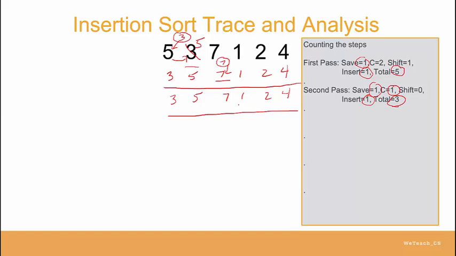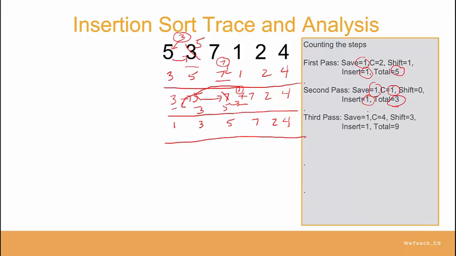Now let's find the best place for the 1. Well, we save a copy of the 1. The 7 shifts over, so that's now a 7. That's a better place, so the 5 shifts over. That's a better place, so the 3 shifts over. And now that's stepping out of bounds, so the 1 is going to go right there. So 1, 3, 5, 7, 2, 4, and that's the order after the third pass. The cost here again was the initial save and the final insertion, plus 4 comparisons and 3 shifts for a total of 9.